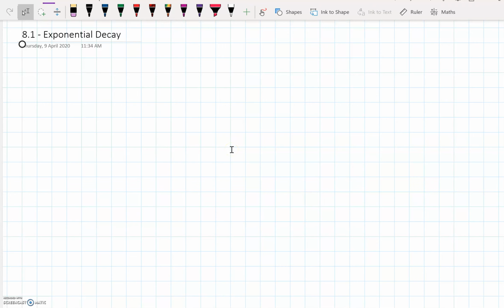Okay, what we're going to look at quickly now is exponential decay. This works in almost exactly the same way as exponential growth. So we'll basically talk about this again with an example.